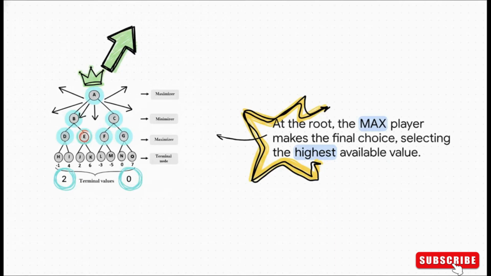And for the final step, we're back at the root, node A, which is a max player. It looks at the values from its children, B and C, which are 2 and 0. To maximize its outcome, A is going to choose the highest value, which is 2. So here's the key takeaway. The optimal outcome for the max player is 2. The Minimax algorithm has found our best possible move.